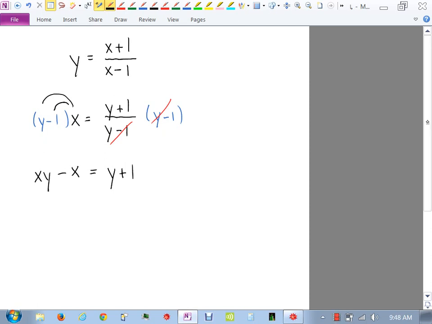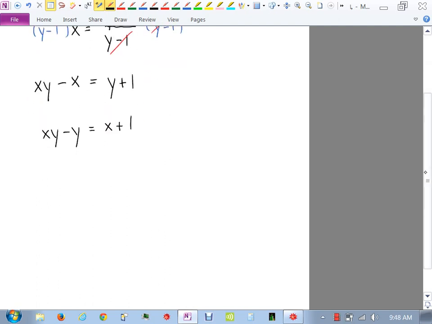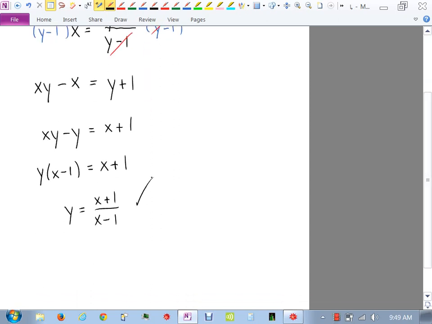Now, what did I tell you to do in class after this? All your y's on one side, all your x's on the other. So I'm going to have xy minus y on the left equals x plus 1 on the right. Okay. Now GCF y, left with x minus 1 equals x plus 1. Then divide: y equals x plus 1 over x minus 1. That's the same function. Okay. That worked.